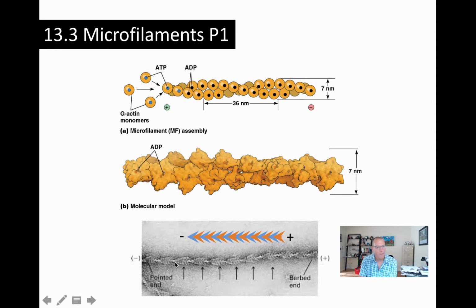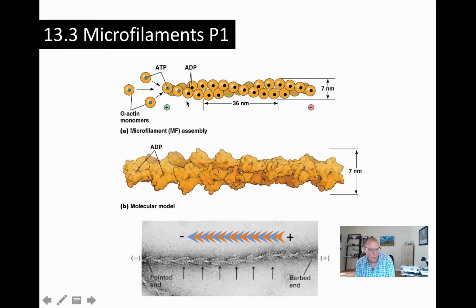And so the pointed end of the arrowhead points towards the minus end, and then the barbed end, which would be this end here of the arrowhead, is at the plus end. So you can use that to determine the plus and the minus ends. And so this polarity of the filament is reflected in more rapid addition or loss of G-actin at the plus end than the minus end. So we see more rapid addition of G-actin to the plus end than we do at the minus end.